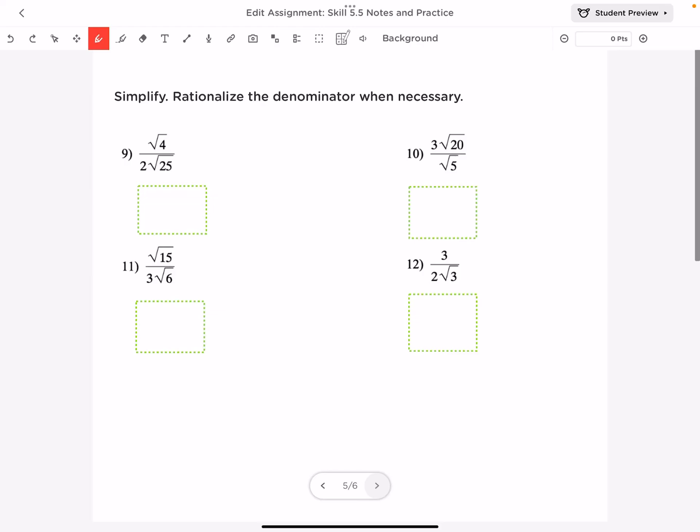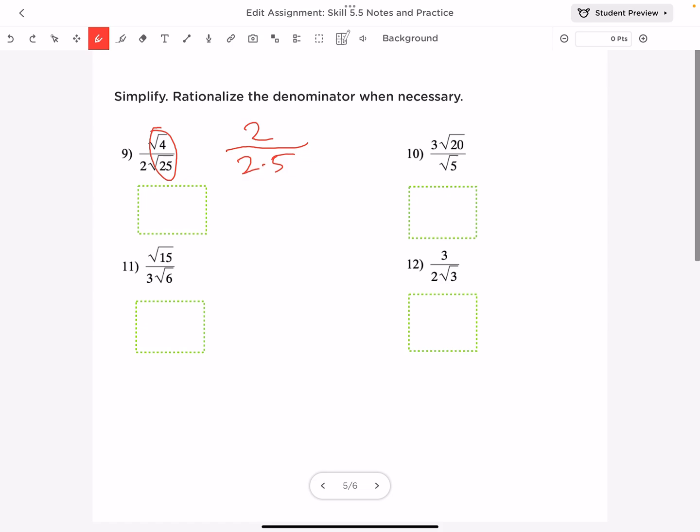All right, for number 9, rationalize the denominator when necessary, simplify. Now, we don't want to rationalize the denominator unless we need to. And so what we always want to do first is simplify where we can. Now, square root of 4 and square root of 25 are already perfect squares. So square root of 4 is just 2 over 2 times 5. And then you're done. You can just multiply the 2 times 5 and you're done.